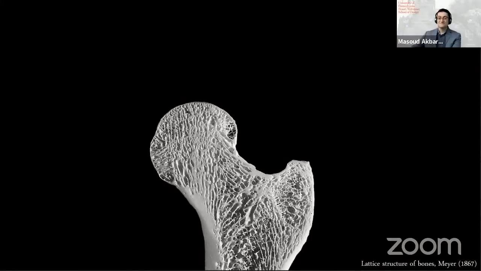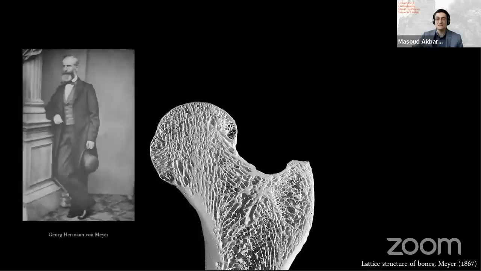All right. Good. So structures in nature have always been a source of inspiration for engineers and designers in developing efficient structural systems. In 1867, George Hermann von Meyer showed that the structure of bones is composed of a delicate latticework of tiny interlaced trabeculae, crossing each other as nearly as possible to orthogonal.